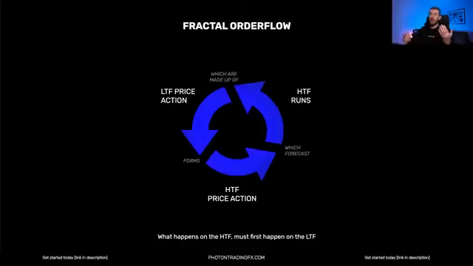So those higher time frame runs, right, those let's say 4-hour pro trend runs, they're going to be made up of lower time frame price action. So essentially that M15 trend, that lower time frame price action, forms that higher time frame price action that we see, which in turn then forecasts that next higher time frame run, right? So again, what does that mean?